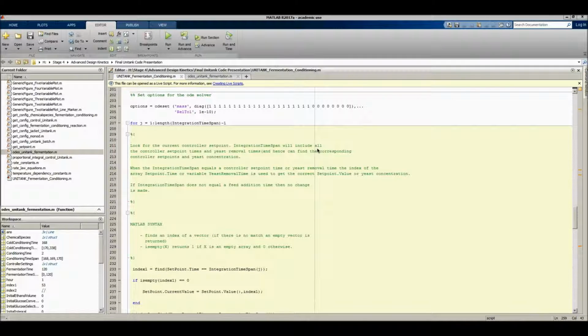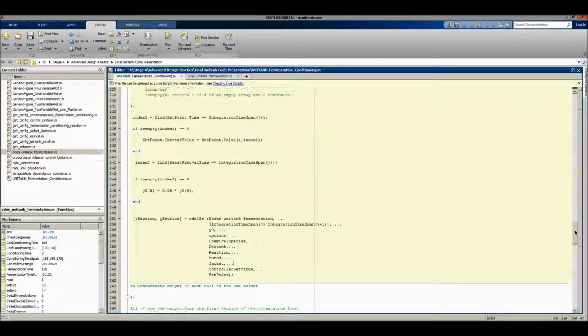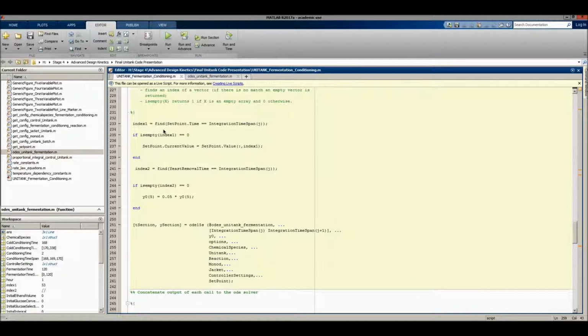Because we require multiple different controller set points within our code, along with a step to remove 95% of the yeast after secondary fermentation, piecewise integration must be used. The for loop splits the integration into 53 different sections from 1 to the length of the integration time span minus 1. The find function then evaluates if the controller set point time or the yeast removal time equals the current integration time. The index returned tells the ODE solver what event you are in, in terms of what set point regime the controller is in, and also if you are to remove yeast.